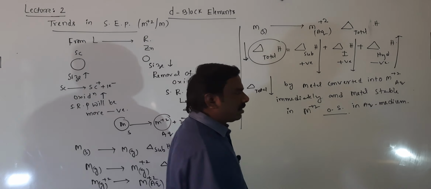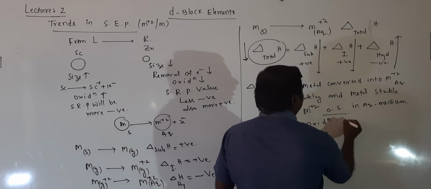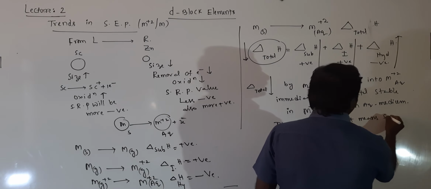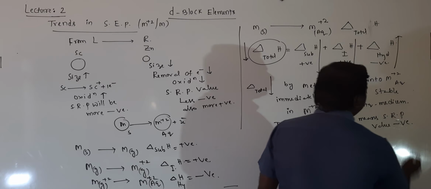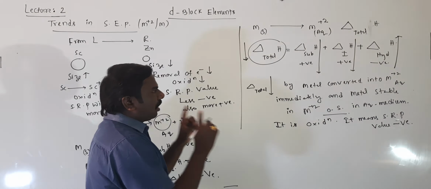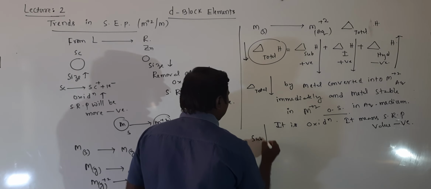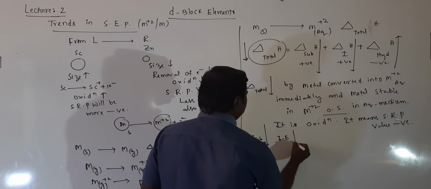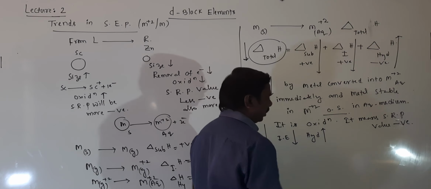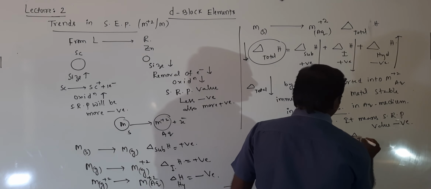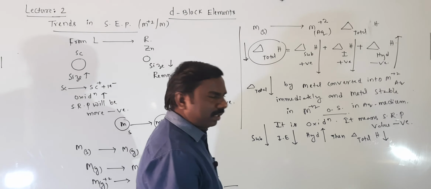M to M plus 2 means it is oxidation, so the SRP value will be negative. You have to remember one thing, students. So if sublimation value decreases, ionization enthalpy value must be lower, and hydration enthalpy value must be higher. Then delta H total will be lower.